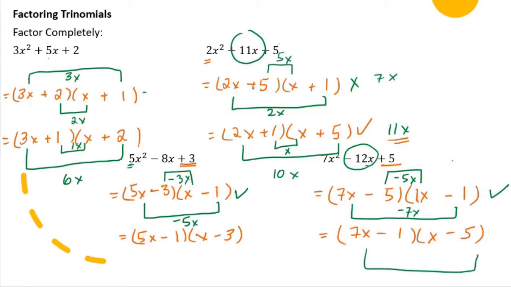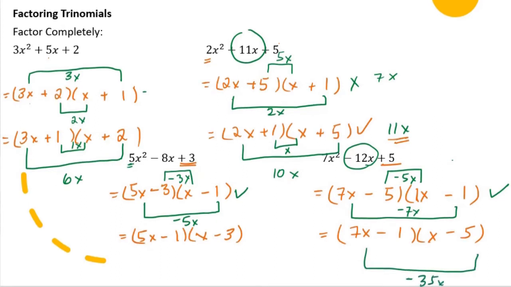The outside is 7 times negative 5, so that's negative 35x. And the inside gives me negative x. There's definitely no chance here. Very clear that this cannot be the final solution.